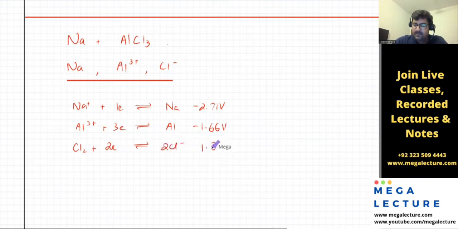And that was 1.36 volts. So you had these 3 reactions. This one was rejected, okay, because you didn't have Cl2. It was the highest, but since you didn't have Cl2, how can it gain electrons? Okay, that was rejected.